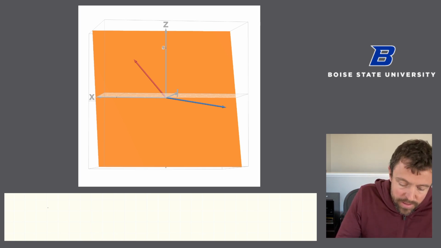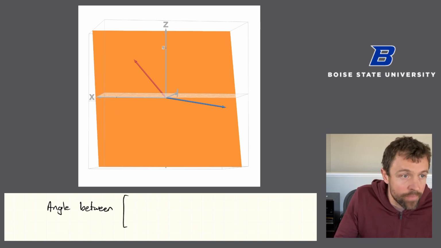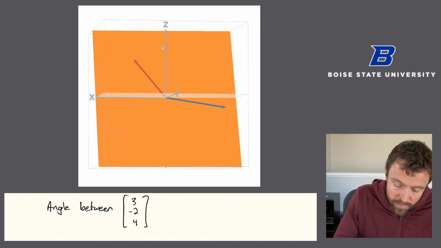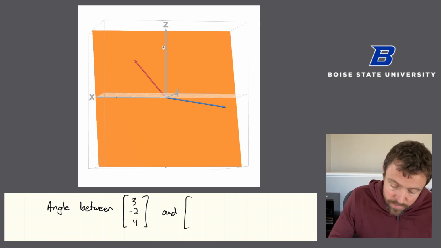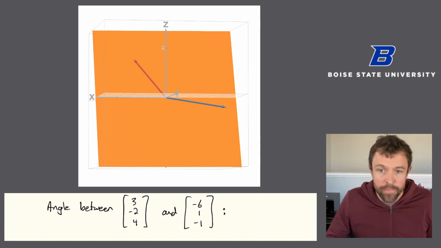And so let's say what these vectors are. I want to know the angle between the red vector, which is (3, -2, 4), and the blue vector, which is (-6, 1, -1). How do I figure that out?